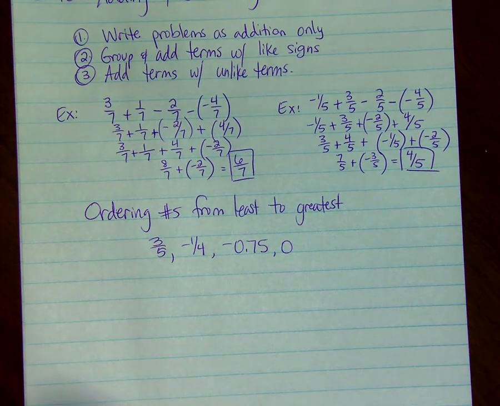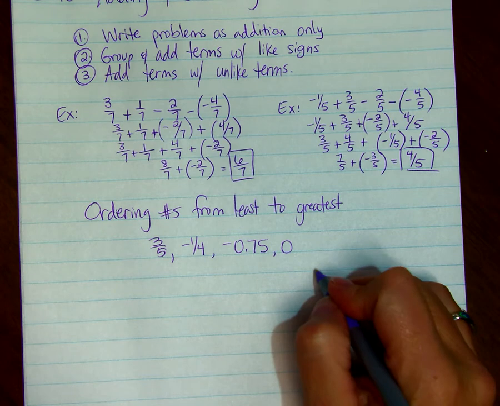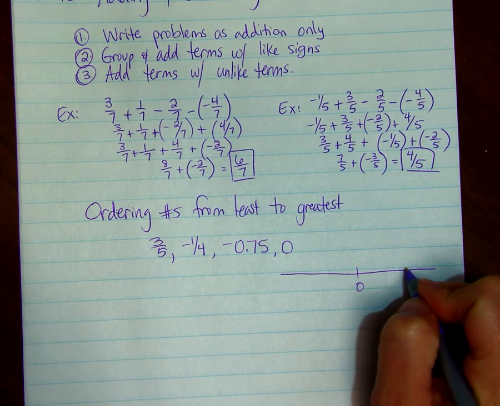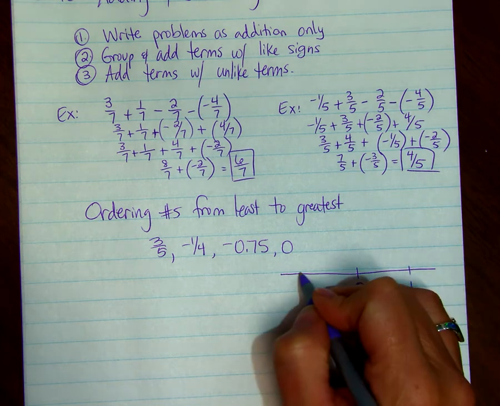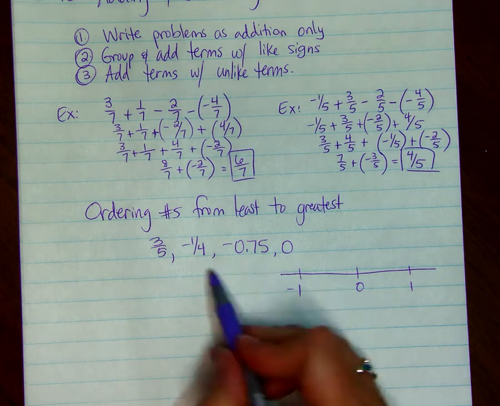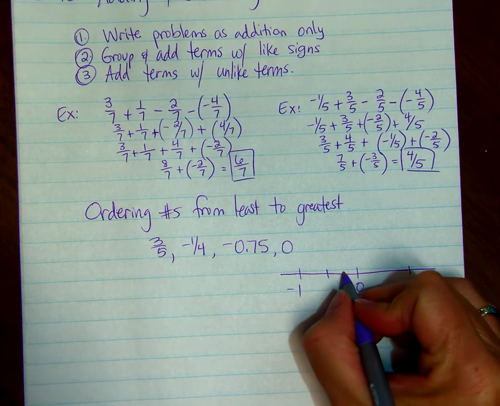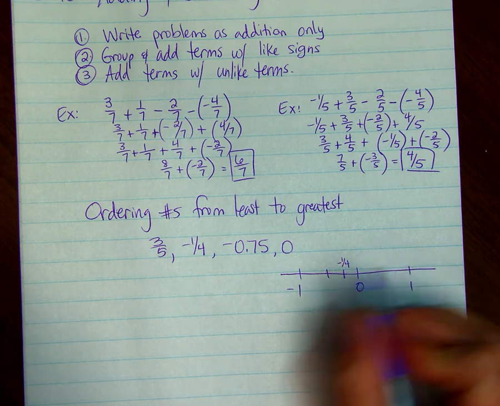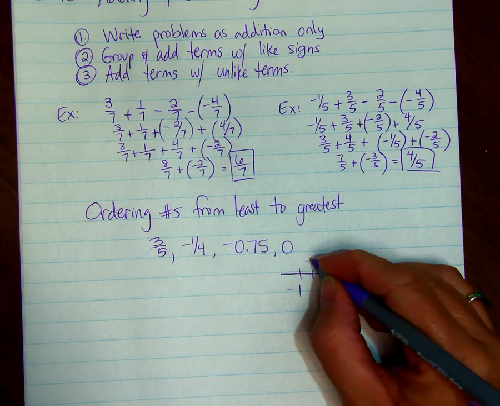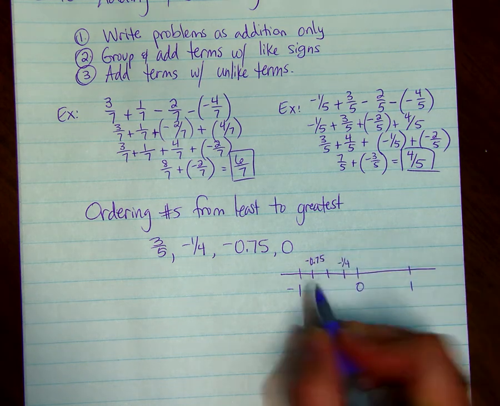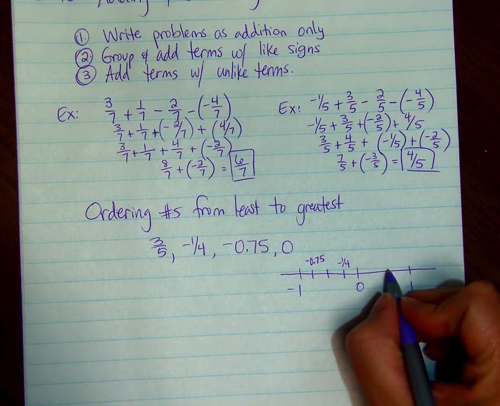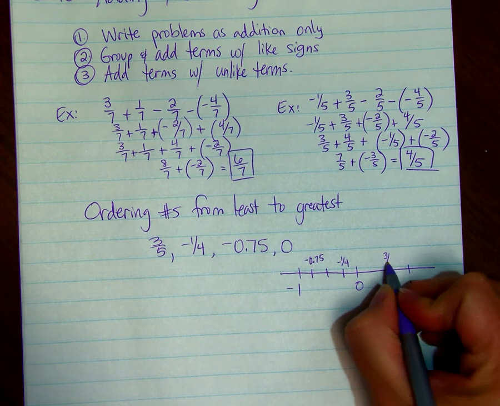And we want to imagine a number line. So if we have 0, 1, and negative 1 on the left. So negative 1/4 would fall right about here. Negative 75/100 is the same thing as negative 3/4, and that would be this way. And then 3/5 is going to be just a little bit more than 1/2.